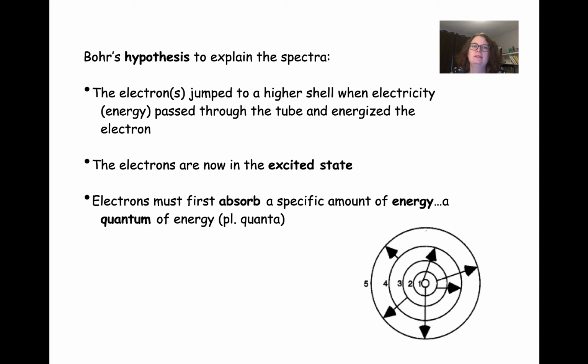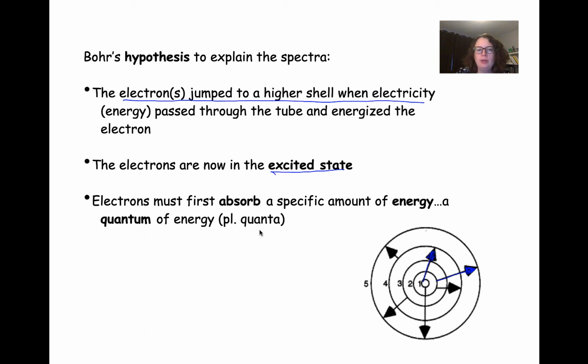So to explain the spectra that we're seeing when we excite hydrogen, Bohr had to come up with a hypothesis. His hypothesis was that the electrons that are in the orbitals jumped to a higher shell when the electricity passed through the tube. So we put some energy in, and the electrons will move from inner shells to outer shells. And what we call this is the excited state of an atom. So if we have any electrons that are moving from a low energy to a high energy state, they are excited.